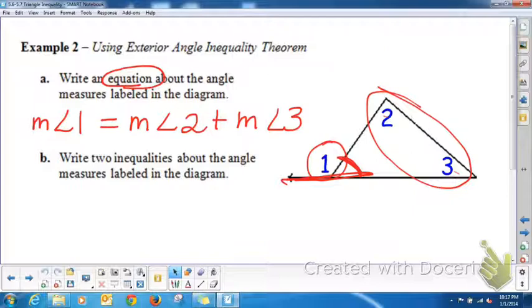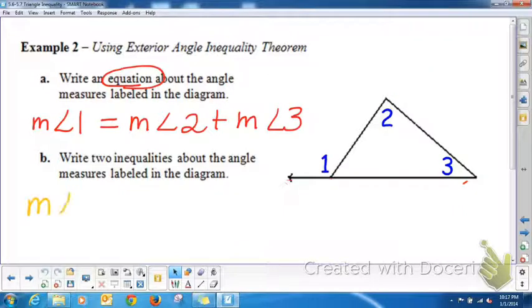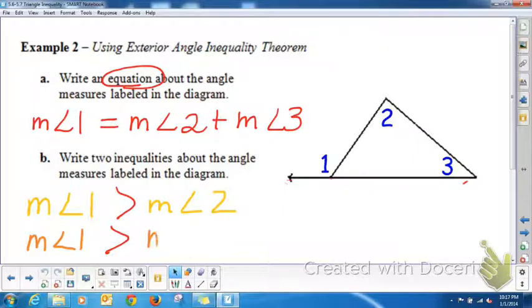Well, these two inequalities would be this: that the measure of angle 1 is greater than the measure of angle 2, and also that the measure of angle 1 is greater than the measure of angle 3.